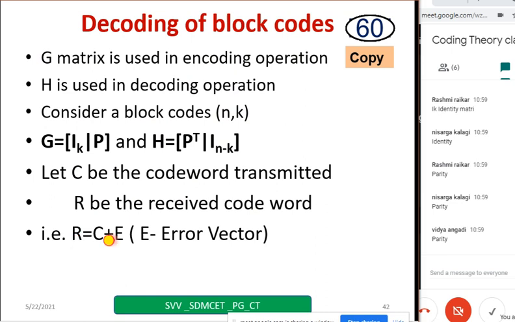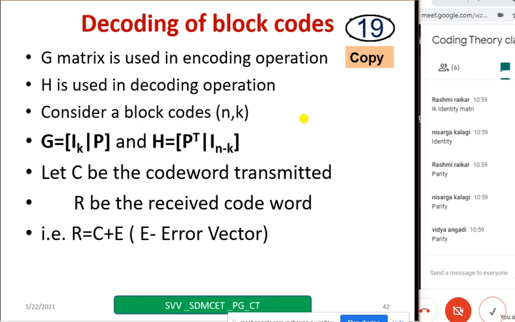R is given by the code word you are sending plus some error. E stands for error. There may be error or there may not be error. So just copy down at the receiver side: R equal to C plus E, where E is nothing but an error vector. And one word you can take down, H is used for a decoding operation. Let me go to the next. R equal to C plus E, you have to write. E is an error vector. C is the code vector.